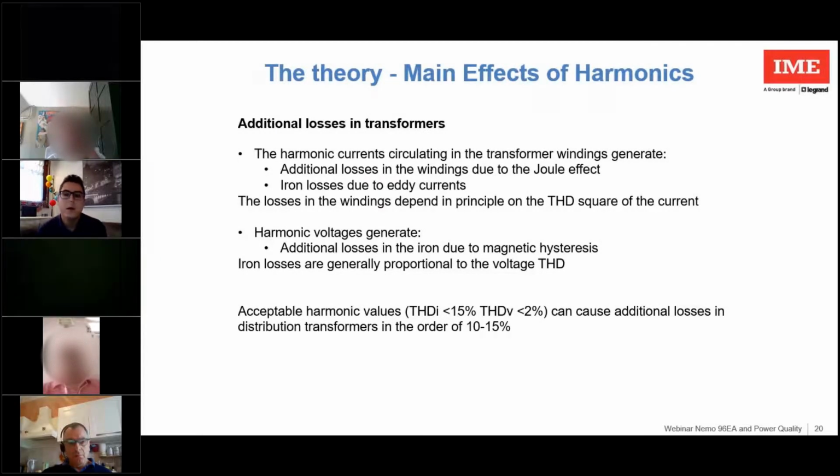Well, now we have introduced the harmonics, but what are the main effects that afflict the equipment or the hardware in general? Starting from the transformers, the current circulating in the winding can generate, as mentioned, heating due to the Joule effect, or loss in the iron due to the parasitic currents. All these events turn into a loss of system efficiency.